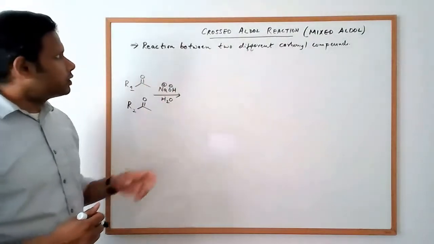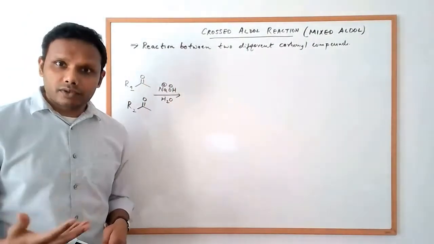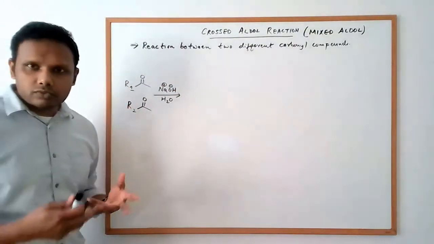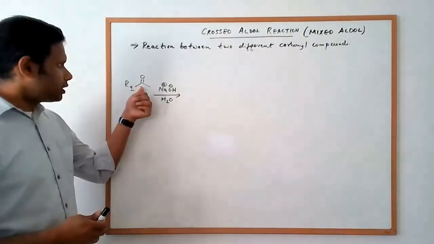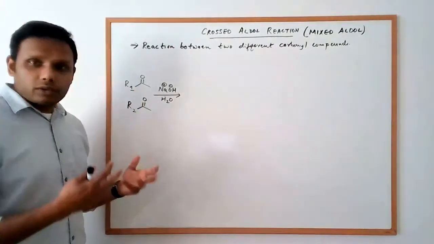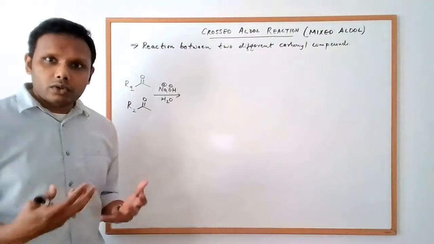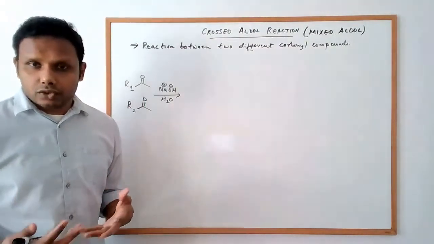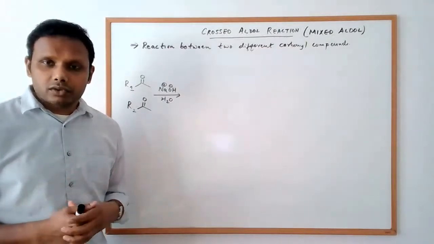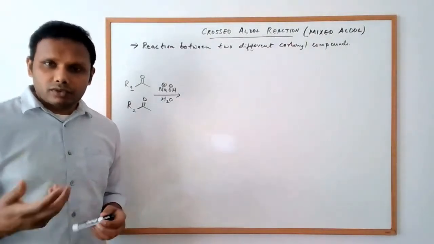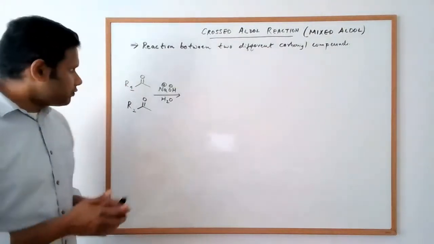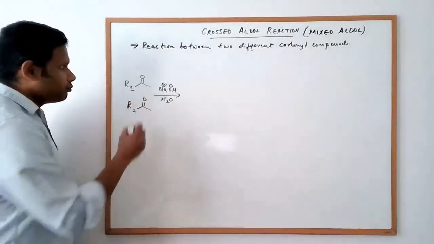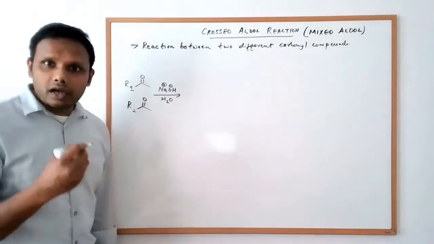So let's look at an example here. With the crossed aldol, we're looking at the reaction between two different carbonyl compounds. Let's assume we have two ketones for the discussion here. Now, it does not have to be two ketones. We can also look at a scenario where we have two aldehydes, or we have an aldehyde and a ketone. All of these are possible scenarios, but we are working with two different carbonyl compounds. And for the purpose of the discussion, I'm using compounds that both have alpha hydrogens.